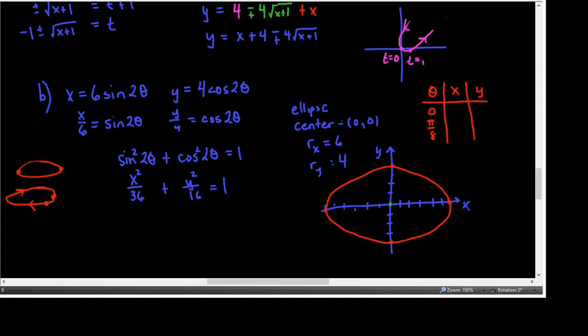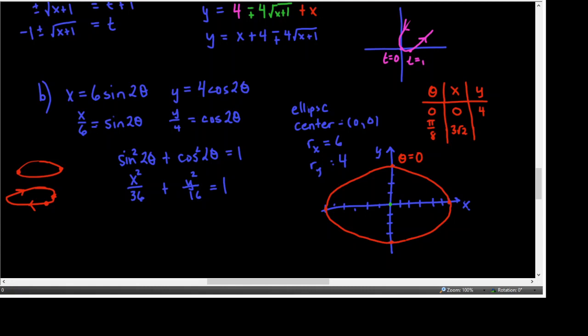So doing x, sine of 0 is 0, 6 times 0 is 0. 2 times pi over 8 is pi over 4, sine of pi over 4 is square root of 2 over 2, 6 times square root of 2 over 2 is 3 square root of 2. Now for y, cosine of 0 is 1 times 4 is 4. So at theta equals 0, we're actually starting up here at the point 0, 4. Okay, so I started at the wrong place totally, but that's okay.